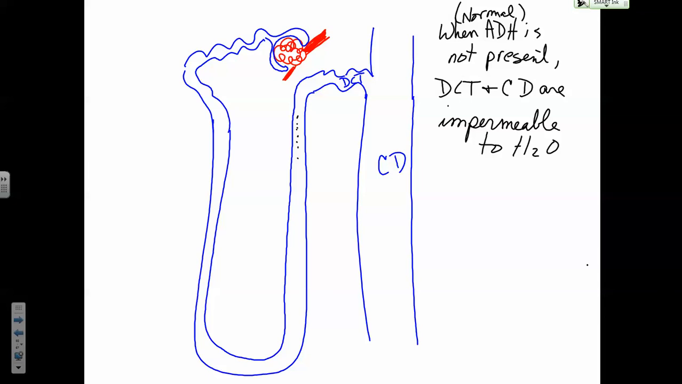And so we could just say it in your book, in your notes. It says this: normally, the distal convoluted tubule and the collecting duct are impermeable to water. So it doesn't matter how much water is on one side or the other; it's not going to be reabsorbed, okay? And it's not going to be secreted. It won't, because water can't move across the distal convoluted tubule or the collecting duct.